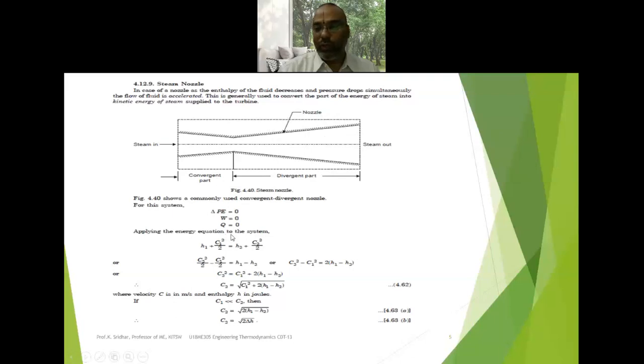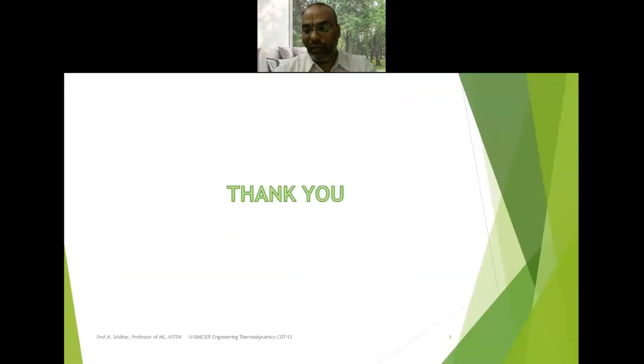So delta Q is equivalent to 0, and the nozzle will not produce any work. Incorporating all these changes in the steady flow energy equation, it becomes H1 plus C1 square by 2 is equivalent to H2 plus C2 square by 2. From this you can find the value of C2. C2 is equivalent to the square root of 2 into H1 minus H2, where H1 minus H2 is equivalent to delta H. That is the exit velocity of the nozzle.